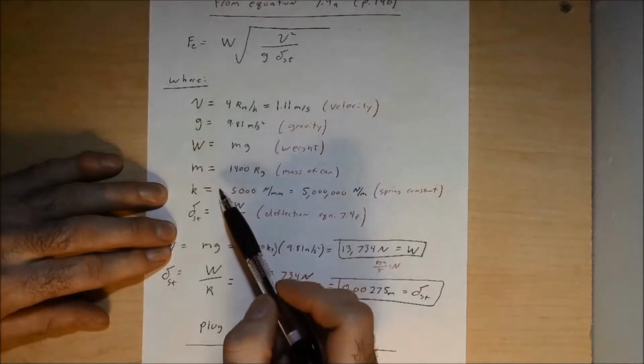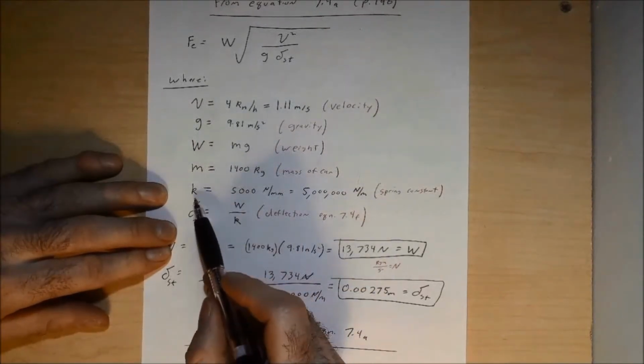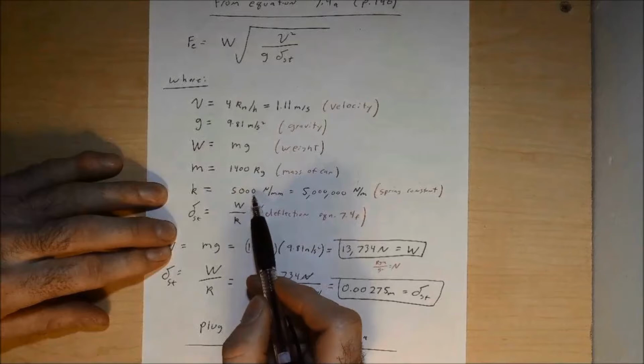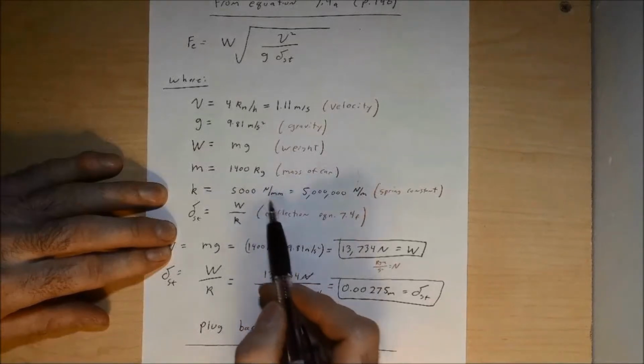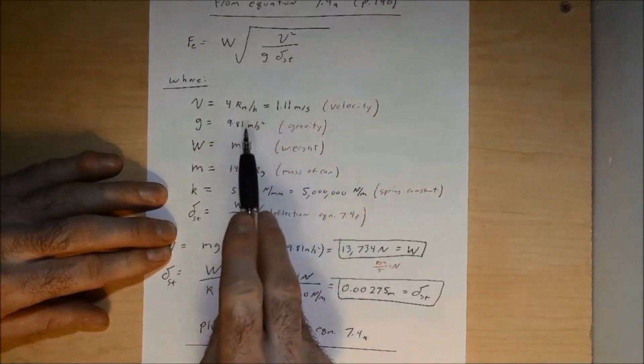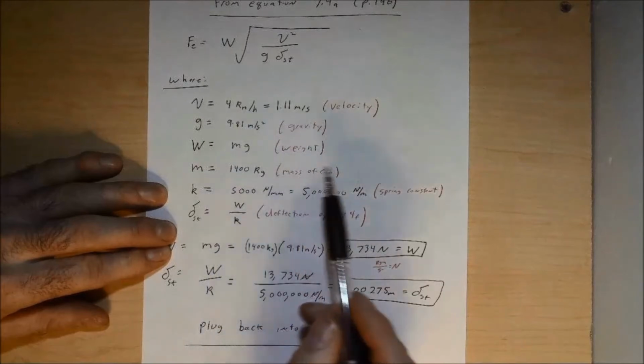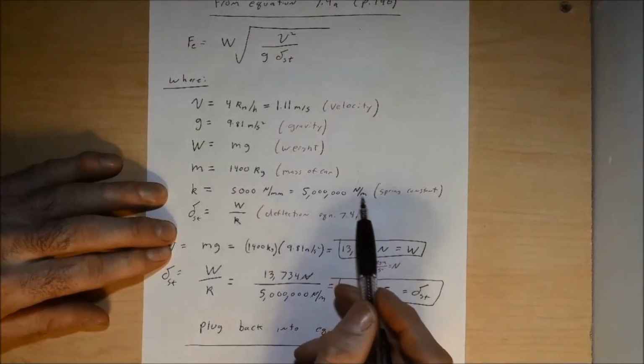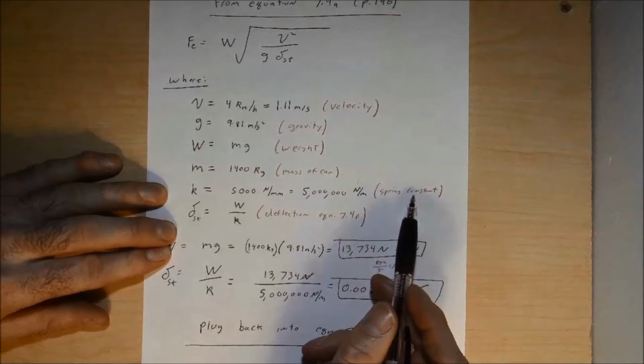Then we have our spring constant down here for the cable. Our spring constant is given to us as 5,000 in units of newtons per millimeter. Now everything else I've seen has been in meters, so I want to convert this to meters here. So this is equal to 5 million newtons per meter, and this is going to be our spring constant K.